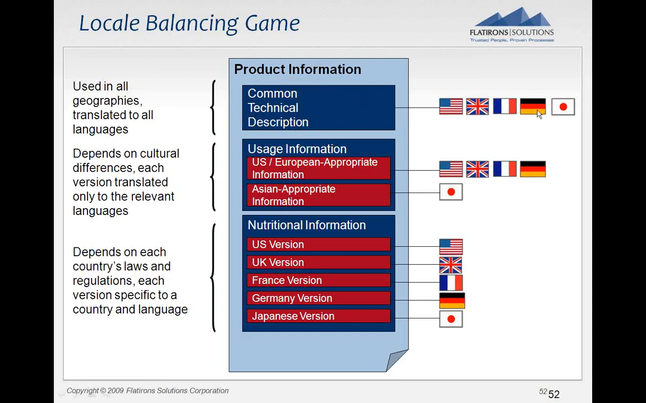There's the locale balancing game, where you will oftentimes have a common technical description that is common to all locales. Then you have maybe usage information that's going to vary based on what's in Europe, what's appropriate for the U.S. Europe may not be Asian-appropriate information. And then, like in this example, nutritional information: how you specify that and the way you lay that out is defined by governmental regulations, and they may be different in each locale.